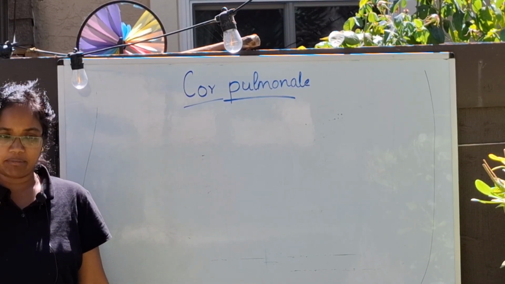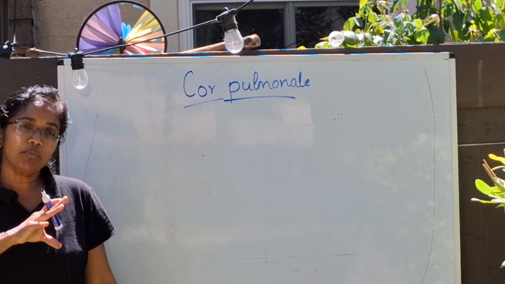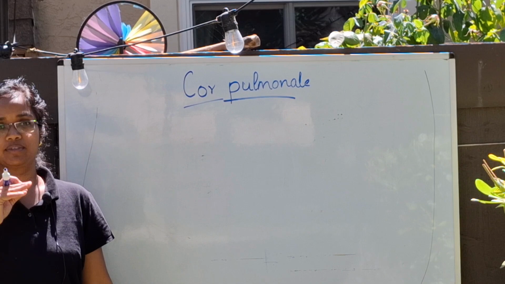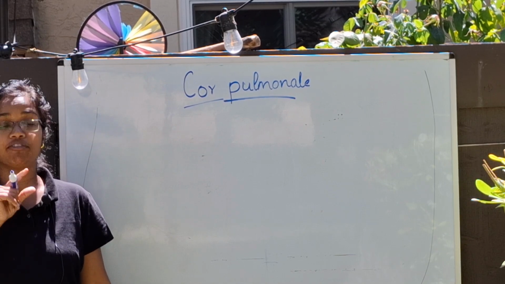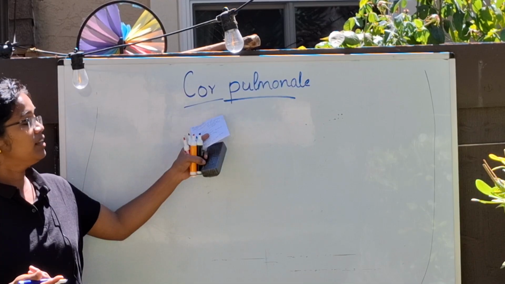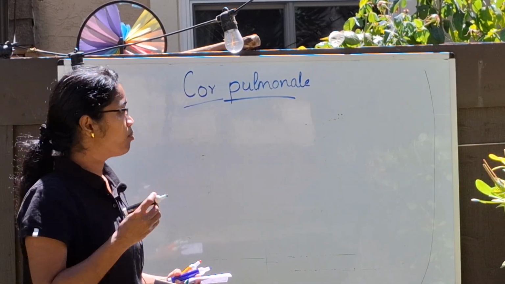Cor Pulmonale is nothing but when you have a heart failure, but the heart failure is not because of a problem in the heart. It is because of a problem in the lungs. So when you have a right heart failure because of the problem in the lungs, then it is known as Cor Pulmonale. So let us see what is Cor Pulmonale.